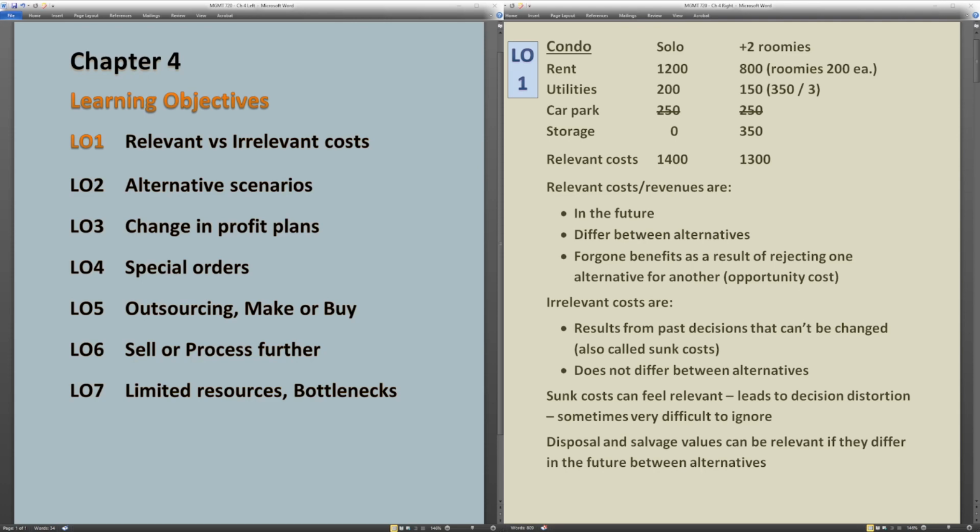So this is a situation where we don't ignore the fact that you're paying $250. That is a cost that you have to pay. It's just a cost that's the same between the alternatives, and therefore we don't include it in our decision. Storage is also a cost that differs between the two alternatives. So if we look at just the relevant costs, they're $1,400 for the solo and $1,300. Now that's not the total cost of what you'd actually pay. It's just the relevant cost that would go into making the decision.